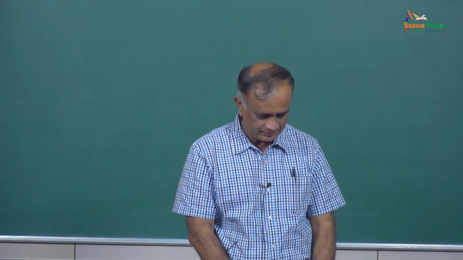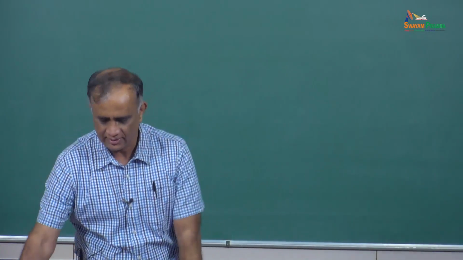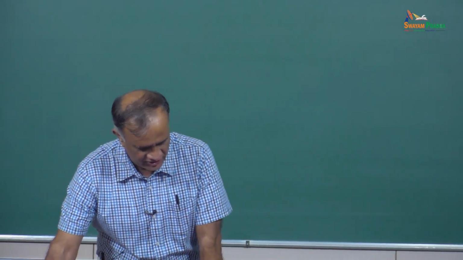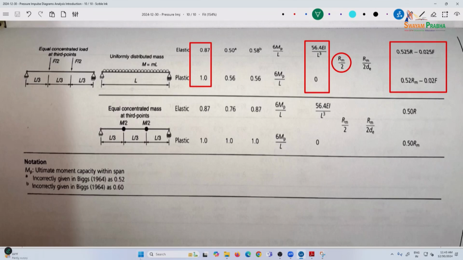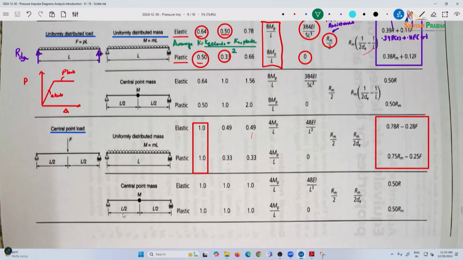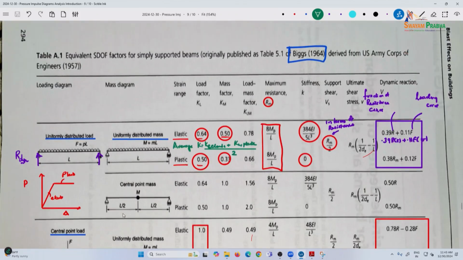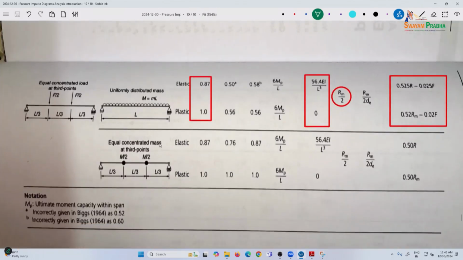Then the next concept, any questions again? They have small corrections here, incorrectly given in Biggs as a point. They have it somewhere here, A and B I saw. It's right here as 0.52 and 0.6. Anyway, it's not very different.